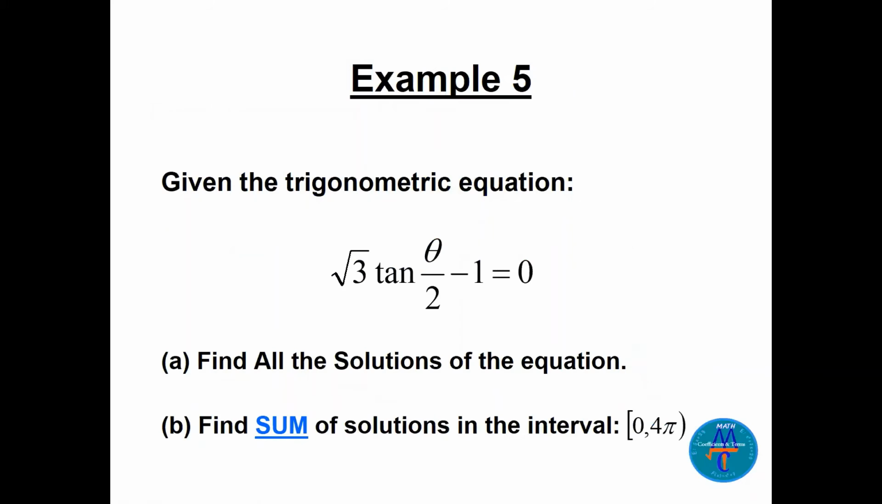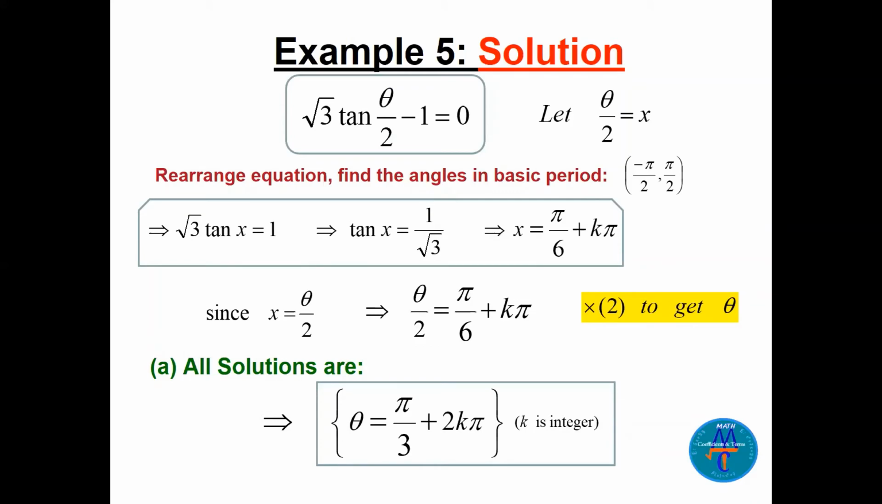Example number 5: given the equation square root of 3 tan theta over 2 minus 1 is equal to 0, find all the solutions without any condition. Second part, find the sum of the solutions in the interval 0 to 4 pi. Now remember here to use the idea of x. Let theta over 2 be equal to x to make the equation simple.